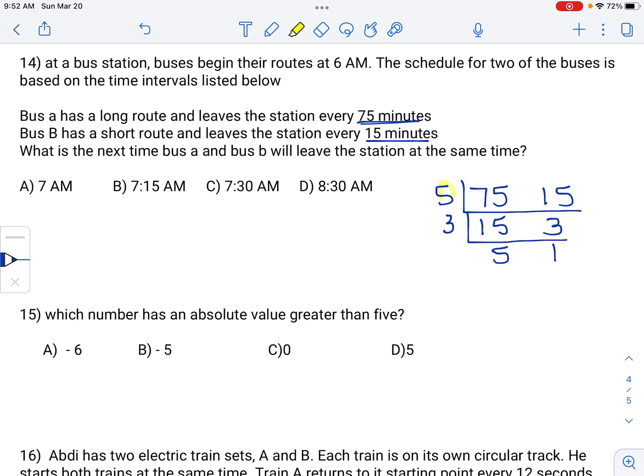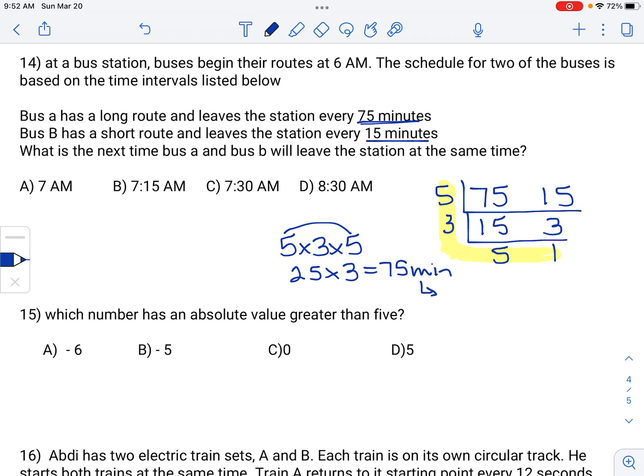All right, least common multiple, we're going to multiply the numbers in our capital L shape. That's the 5 times 3 times 5 times 1. All right, I'll do the 5 times 5 first, that's 25. And 25 times 3 is 75. So they're going to meet again in 75 minutes.